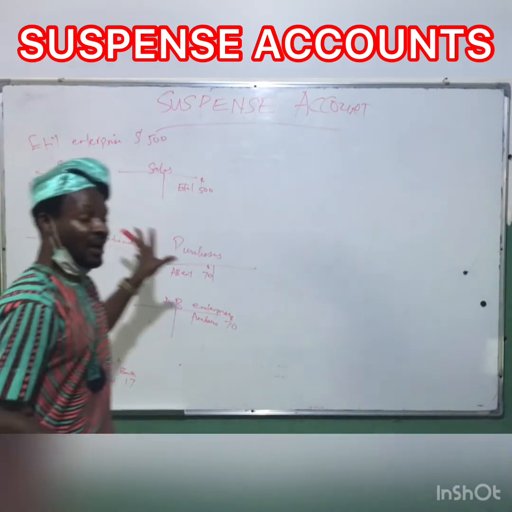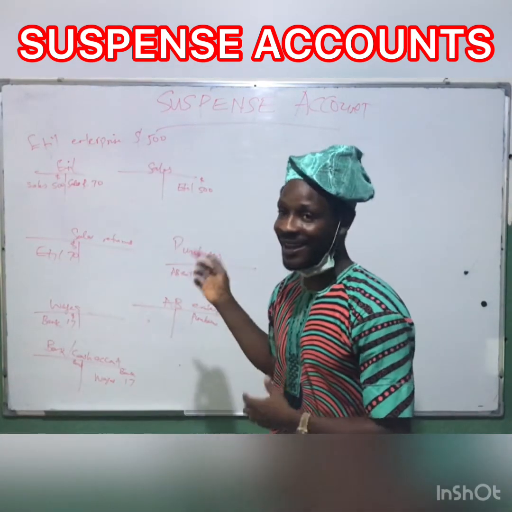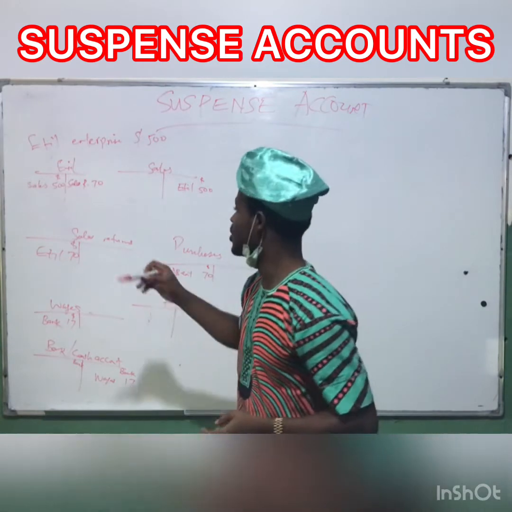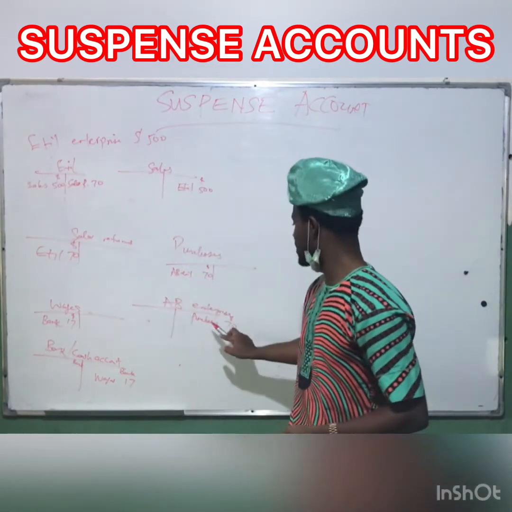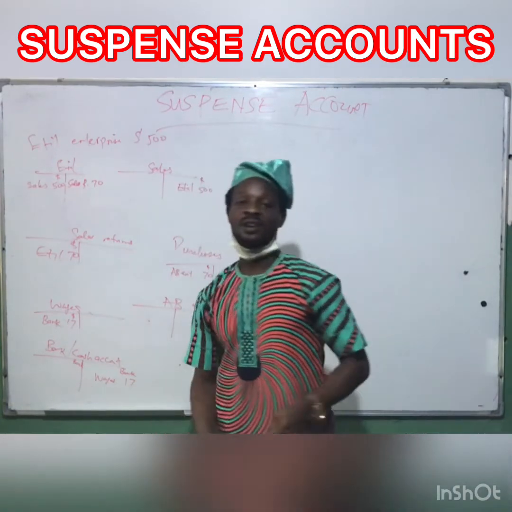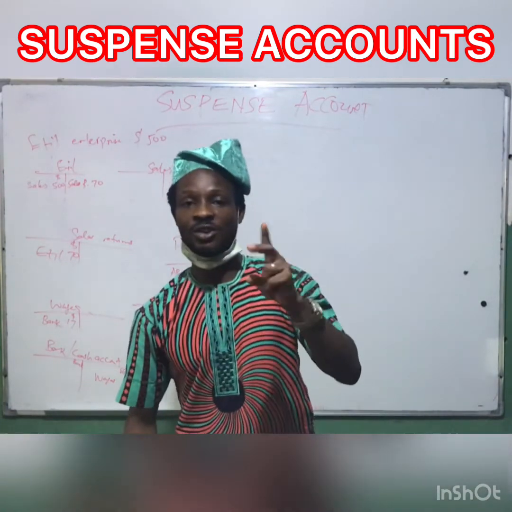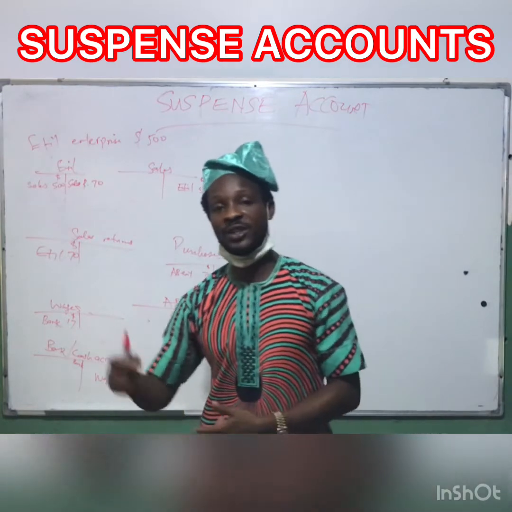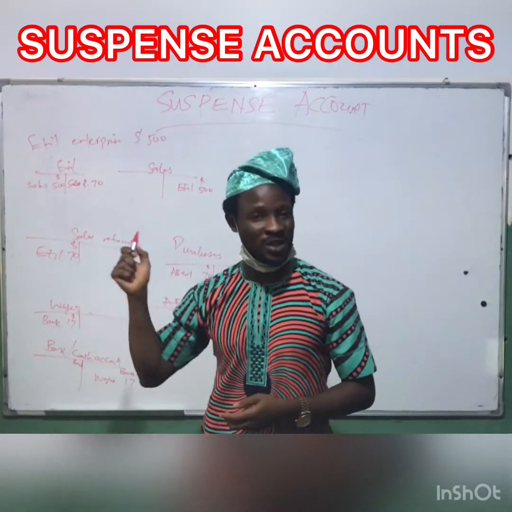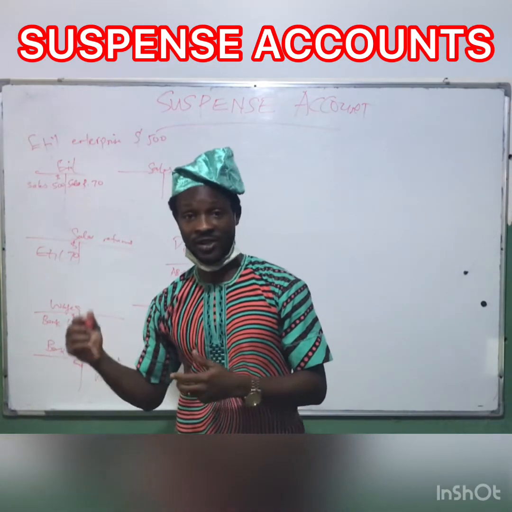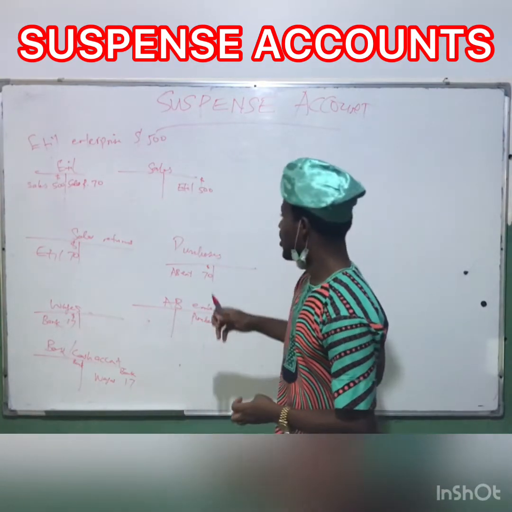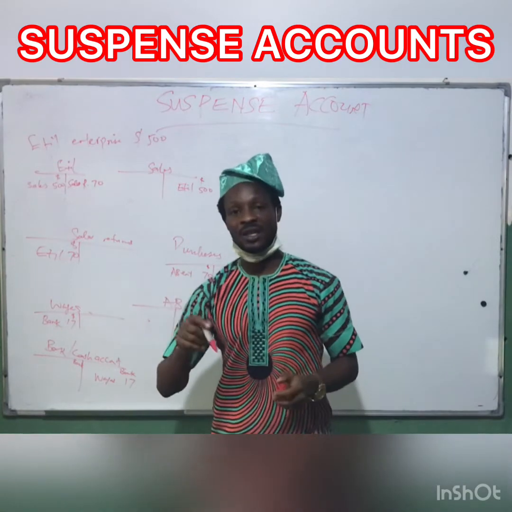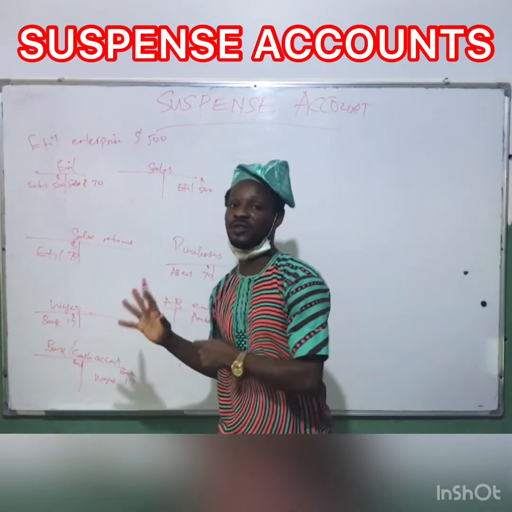Now, if you look at it, there are 8 entries because we have 4 transactions: 1, 2, 3, 4, 5, 6, 7, 8. Any transaction will have 2 entries. That is the double entry system. Please watch the double entry system video on this channel to get a better understanding. Now we want to extract a trial balance from this list of transactions.